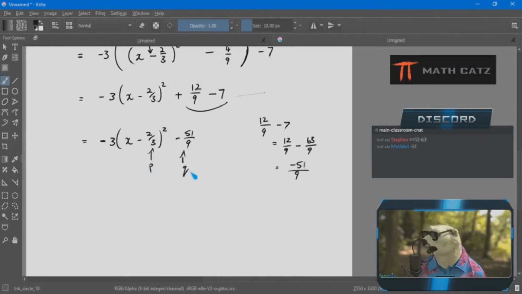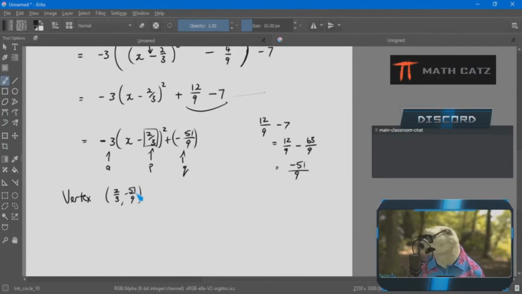And so I have my P here. I have my Q here. I have my A here. And I can make the sequence of transformations. I can definitely find the vertex. It's just PQ. Remember, P is just without the minus. Q is technically with the minus if there is one. So the vertex is 2/3 and -51 over 9.